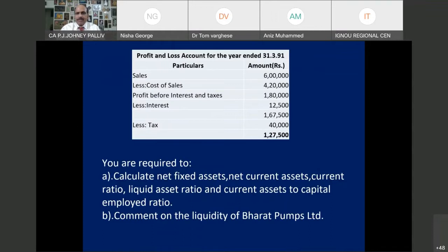1,80,000, interest. Therefore, sales minus cost of sale is 1,80,000, less interest is 12,500, balance is 1,67,500, and deducting tax 40,000. So balance is 1,27,500. So with this information, you are required to calculate the following. I have already mentioned net fixed assets, net current assets, current ratio, liquid assets ratio, current assets to capital employed ratio, and you are required to comment on the liquidity of Bharat Funds Limited. Liquidity means the availability of funds for the day-to-day operation.